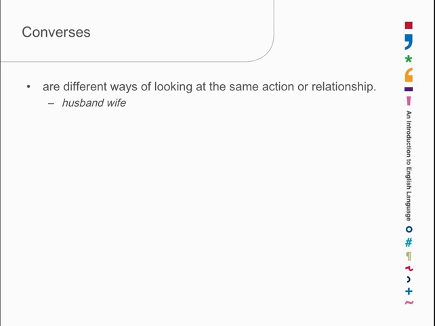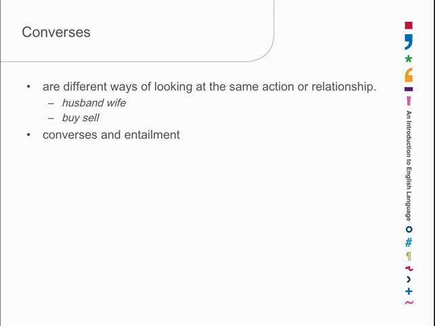The same thing happens with buy and sell. Buy and sell, of course, are verbs, and husband and wife are nouns. Here the situation's more complicated. If Mr. X buys a product Y from Miss Z, then Miss Z sells the product to Mr. X. Buying and selling are just different ways of looking at essentially the same kinds of transaction. So these are often called converses.